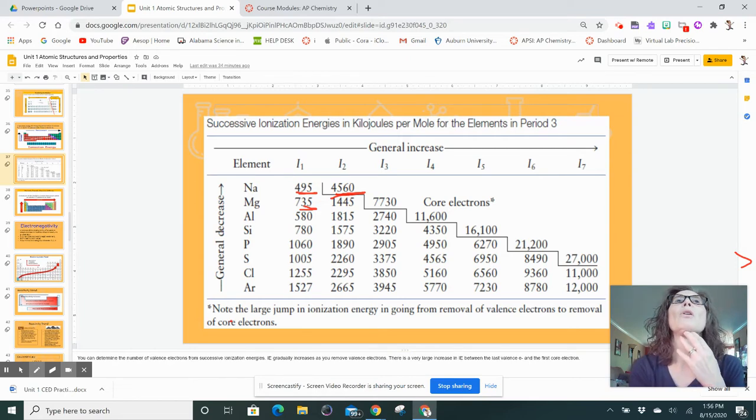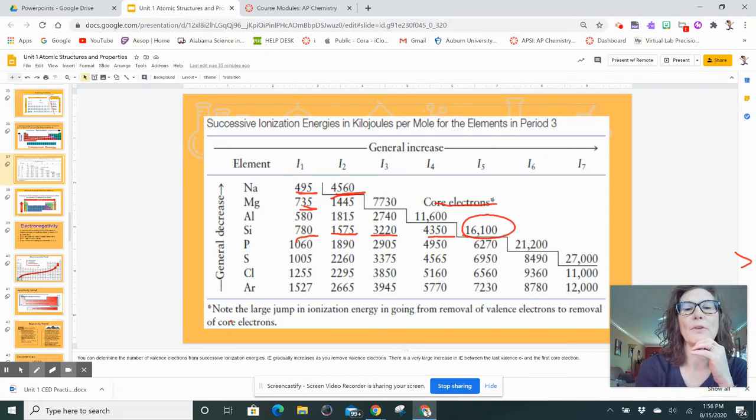For silicon, silicon has 4 valence electrons. So you can see it's easy to take off the valence electrons, but it's much more difficult to take off what we call the core electrons, or the electrons that are in those full shells underneath. And the same for here.